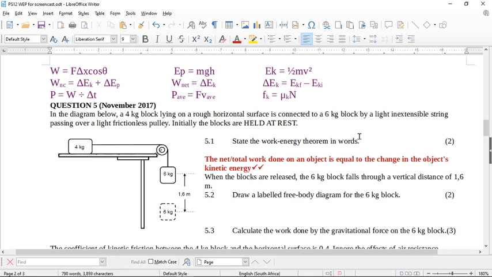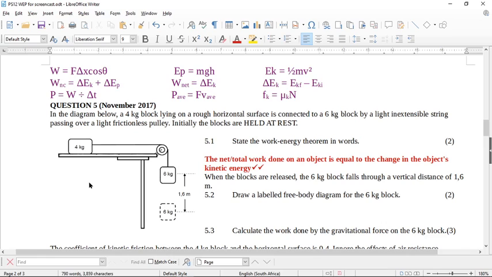Okay, let's look at question 5, November 2017. It's a work, energy, and power question. Here are all my work, energy, and power formulas. And there's some friction in this question, so I've got the formula for friction as well added to my work, energy, and power formulas.